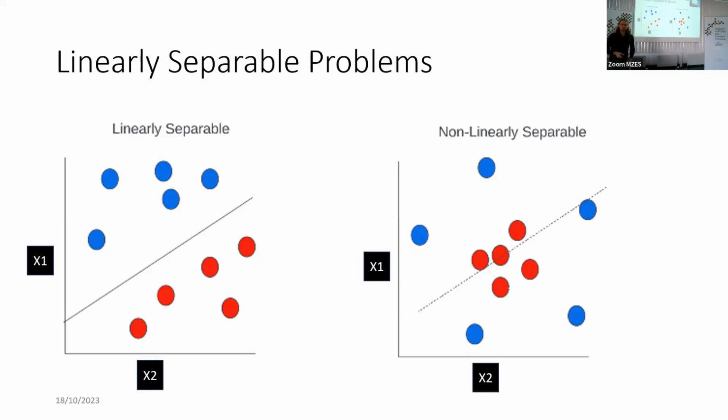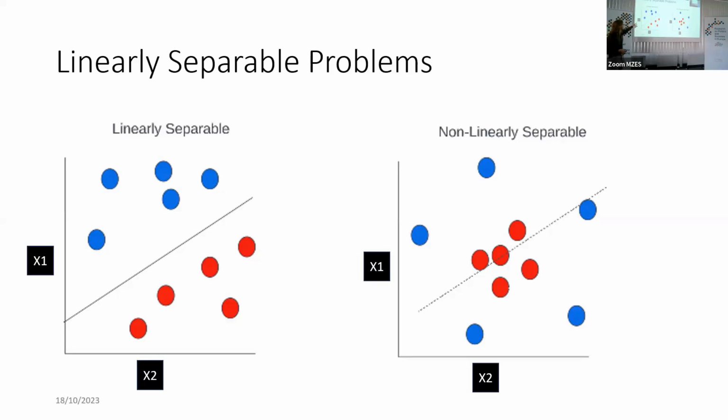So what are neural networks good for? They're good for non-linearly separable problems. So we're going to break down what a non-linearly separable problem is. A linearly separable problem is what logistic regressions are actually, a lot of the time, really good for.